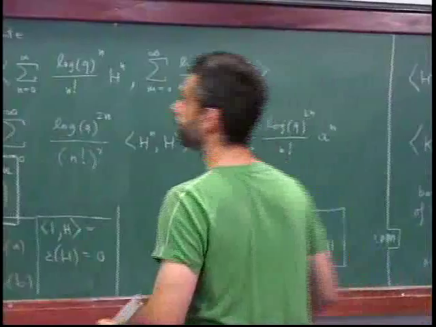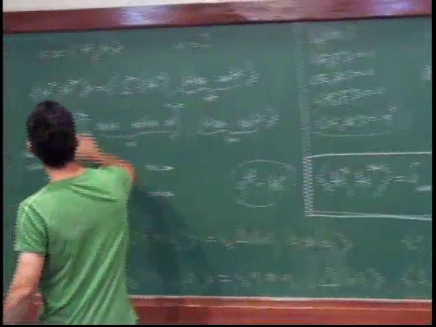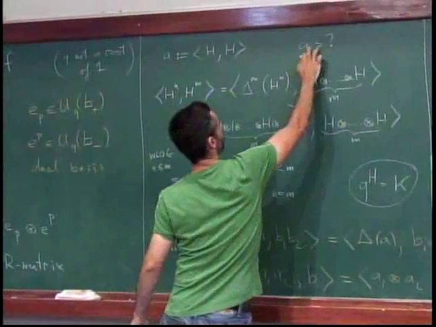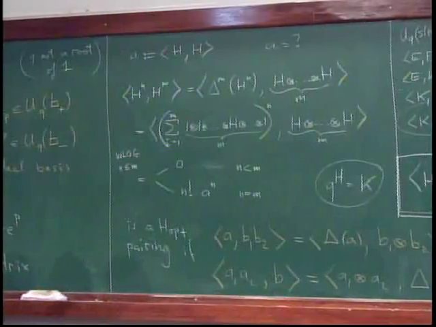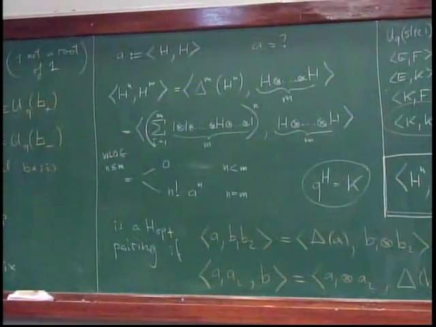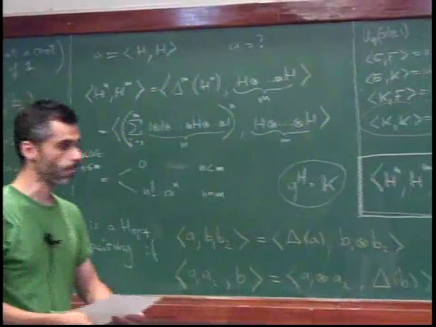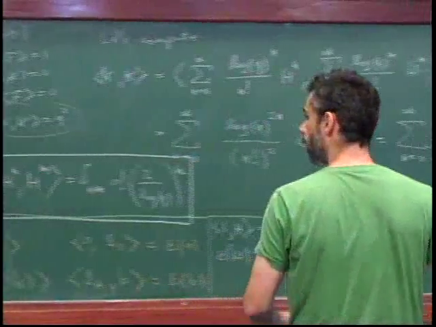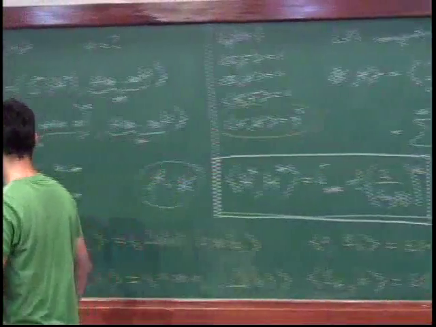So let's see. This is A. This is not Q. Okay, well, so we can start here and write down a formula for the R matrix.